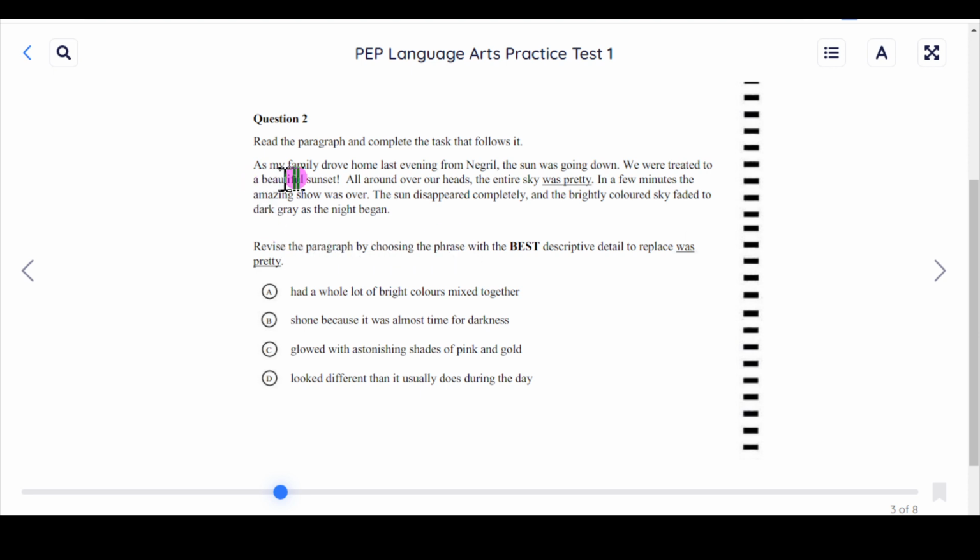So as my family drove home last evening from Negril, the sun was going down, all right, and we were treated to a beautiful sunset all over our heads. The entire sky was pretty. What do they mean? In a few minutes, the amazing show was over. So I guess night came. The sun disappeared completely and the brightly colored sky faded, okay, faded to dark gray as the night began. All right, so brightly colored sky. What are the colors at that time?